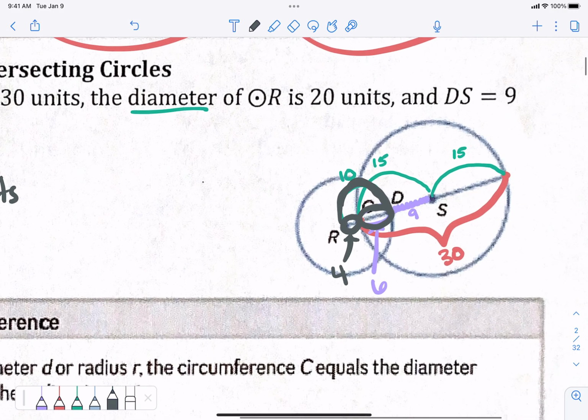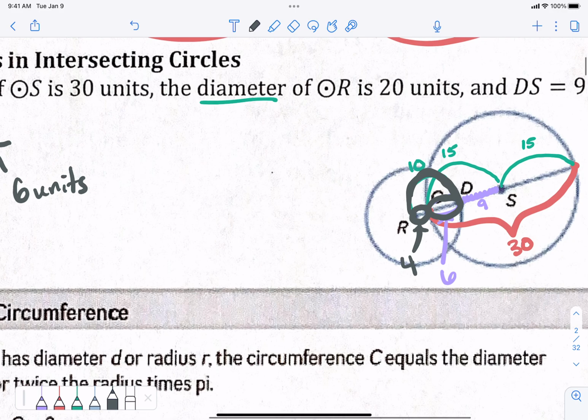But it can get kind of messy. Like, look at all my labels there. That's kind of messy. So just be clear with your labels. Make sure that if they give you diameter, you're labeling it as the diameter, not labeling it as the radius, okay? That type of stuff.